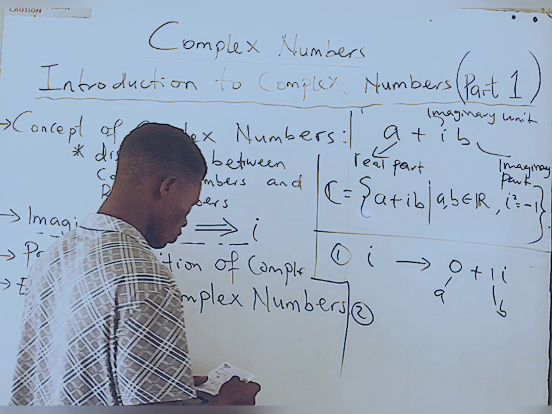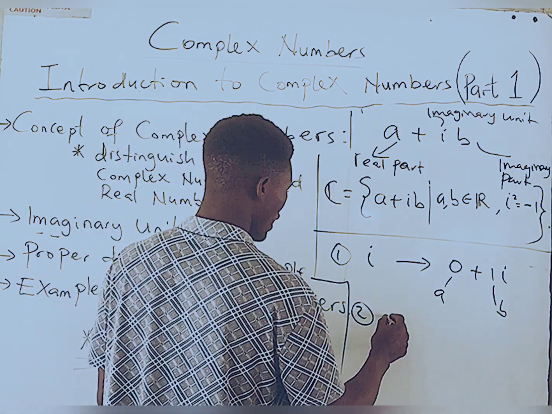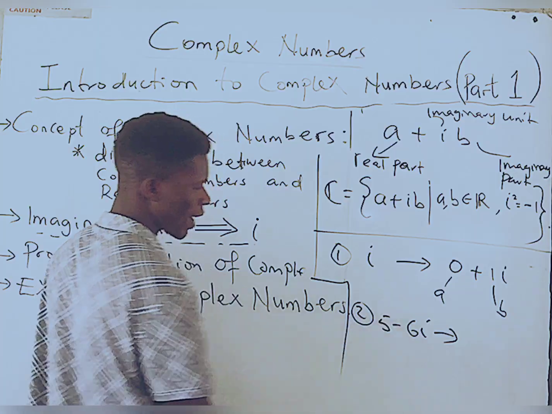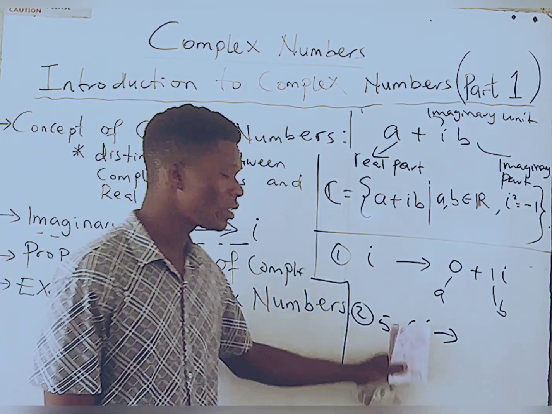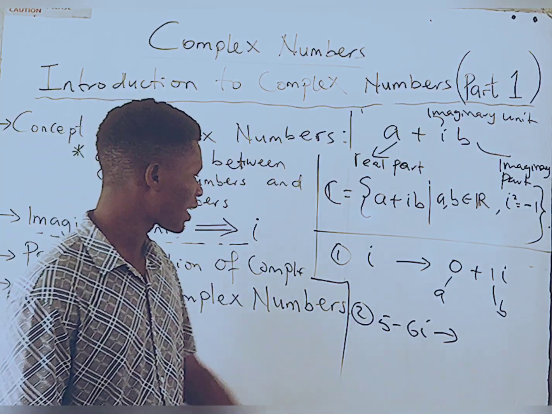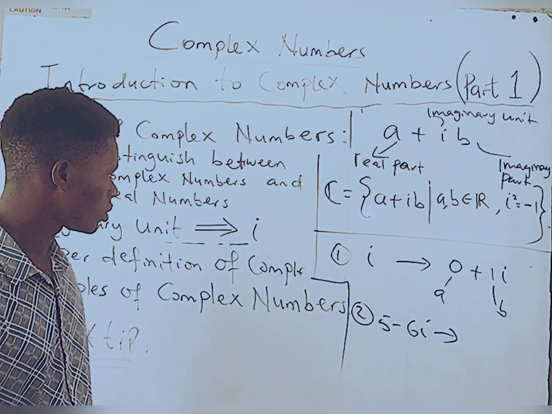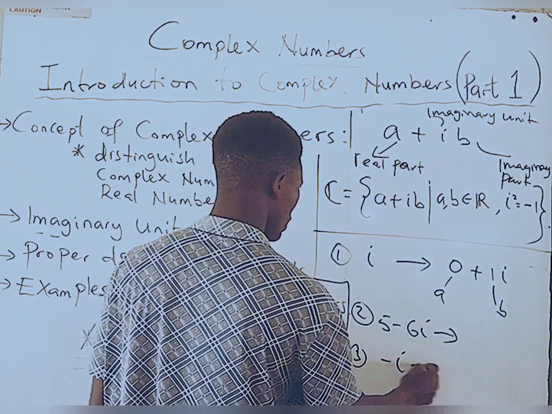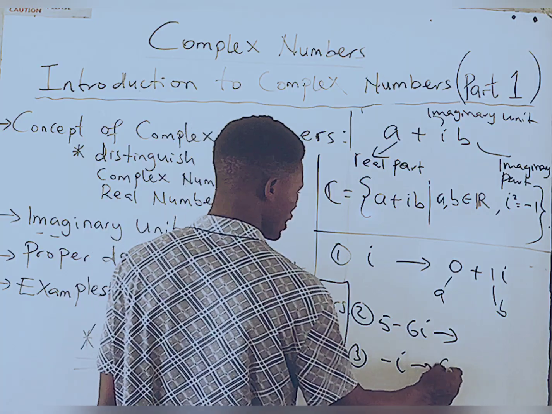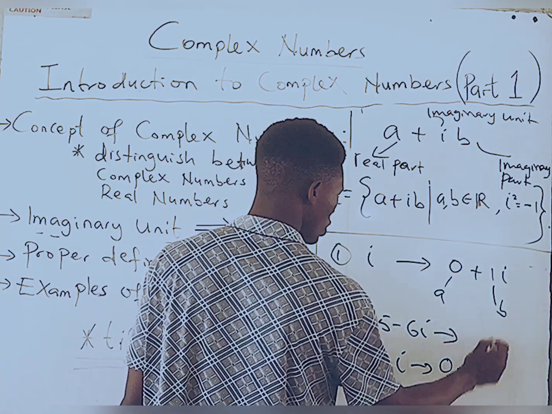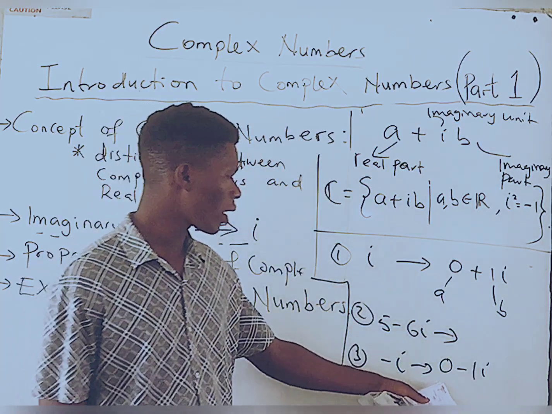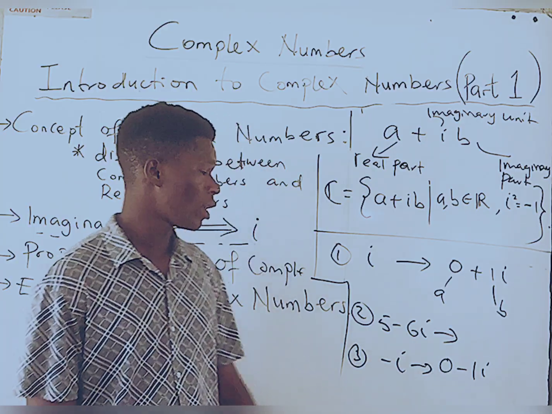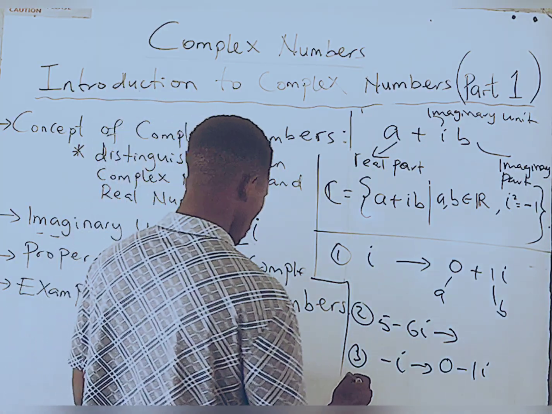Let's take the second example. We have 5 minus 6i. 5 is the real part, minus 6 is the imaginary part, and i remains the imaginary unit. The third example, we have minus i. It can be written as 0 minus 1i. So this implies that 0 is the real part, minus 1 is the imaginary part, and i remains the imaginary unit.